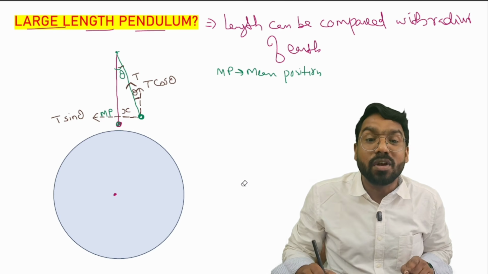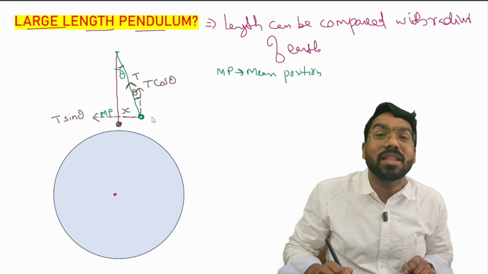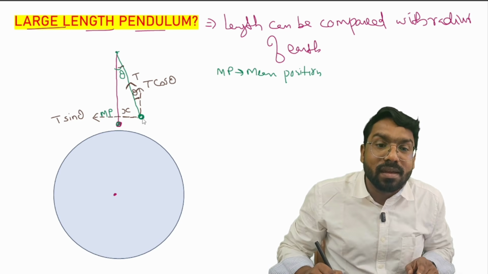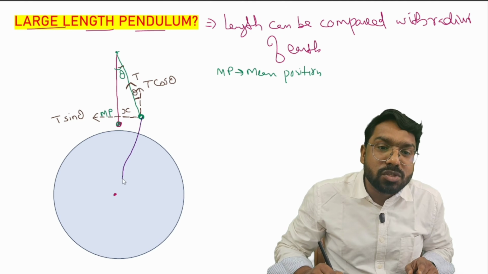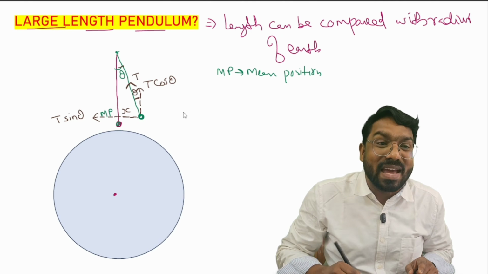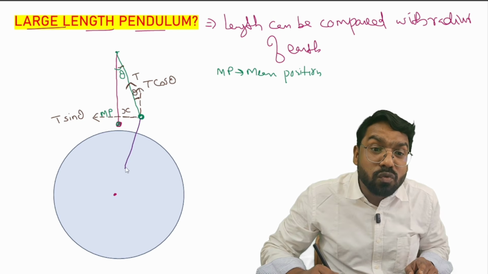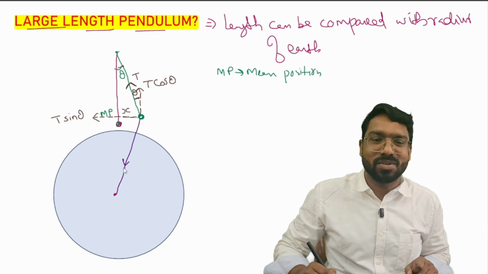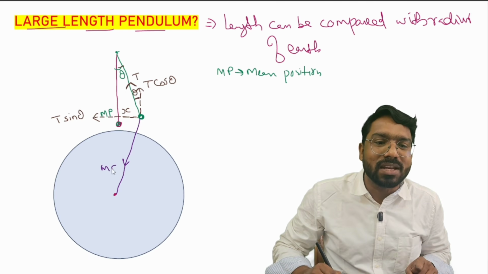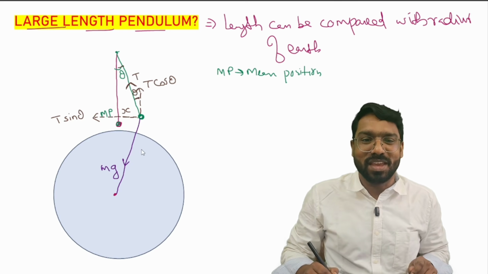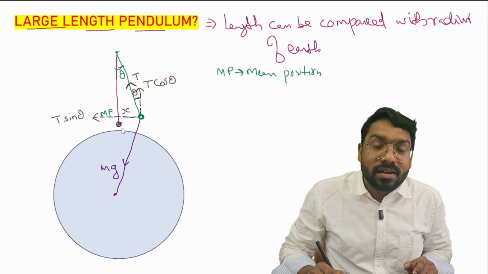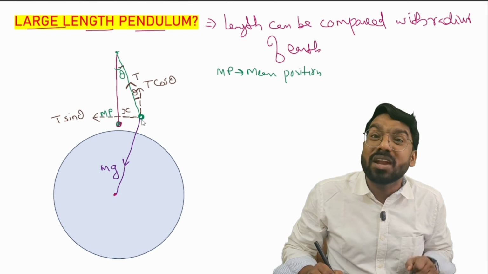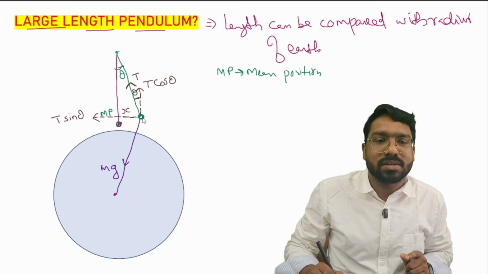But here, for a large length pendulum, when the bob is displaced a little bit, the weight mg is not directly downwards. It is directly towards the center of the earth, inclined a little bit. So this is the direction of weight mg. Then for weight mg we can draw two components.